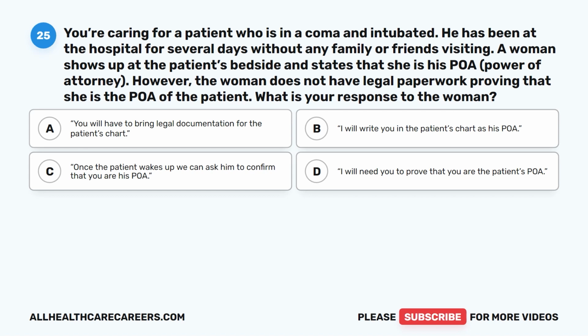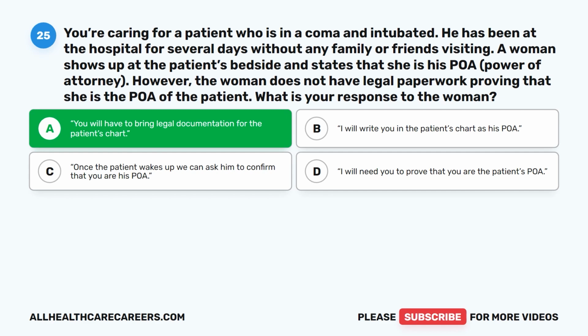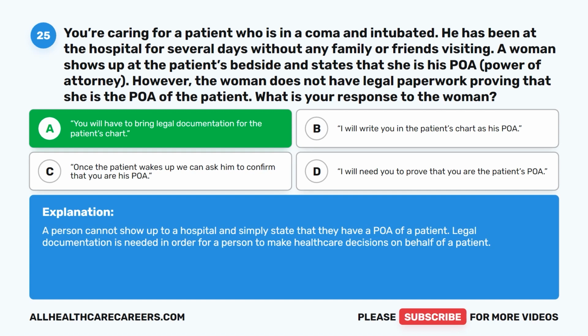A. You will have to bring legal documentation for the patient's chart. B. I will write you in the patient's chart as his POA. C. Once the patient wakes up, we can ask him to confirm that you are his POA. D. I will need you to prove that you are the patient's POA. The correct answer is A. You will have to bring legal documentation for the patient's chart. A person cannot show up to a hospital and simply state that they have a POA of a patient. Legal documentation is needed in order for a person to make healthcare decisions on behalf of a patient.